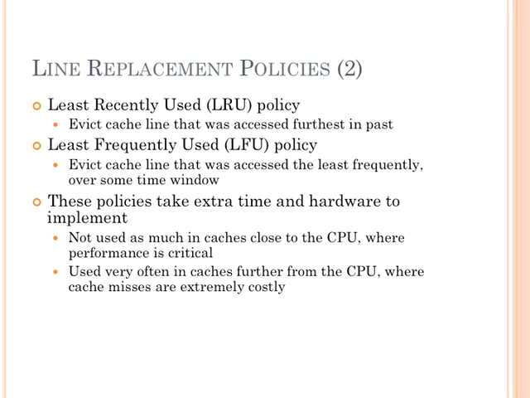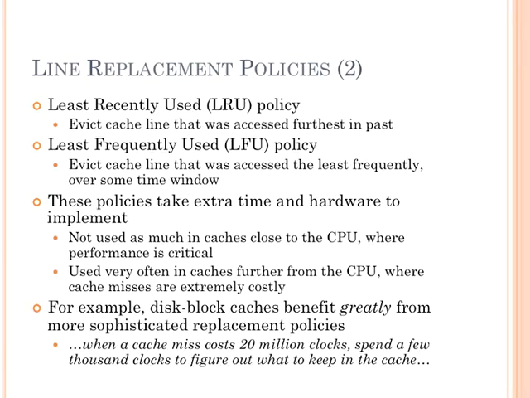Like I say, they're typically not used very much in hardware caches because you want that thing to be as fast as possible. The more logic you have, the slower it's going to go, and so forth. But where you start getting further away from the CPU, like in the operating system, then you definitely start giving it more thought. Okay, I already talked about this. A cache miss costs 20 million clocks. You're willing to spend a few 10,000s to figure out what's the best thing to do.